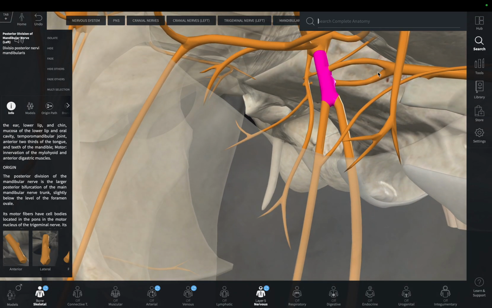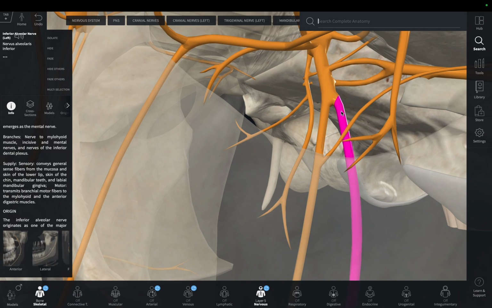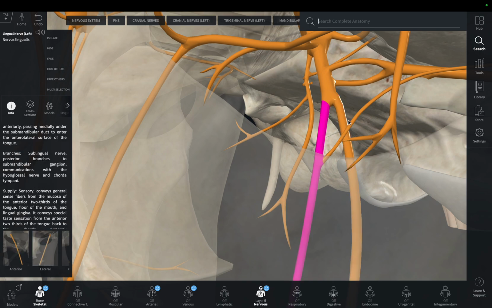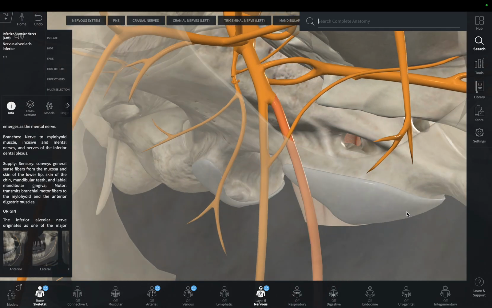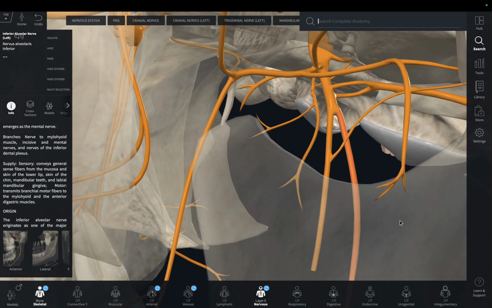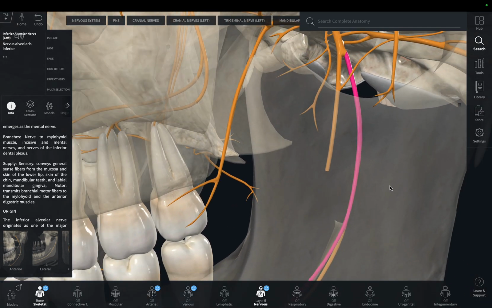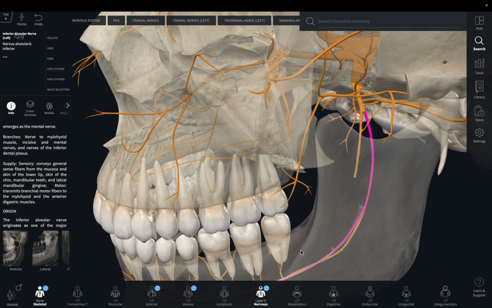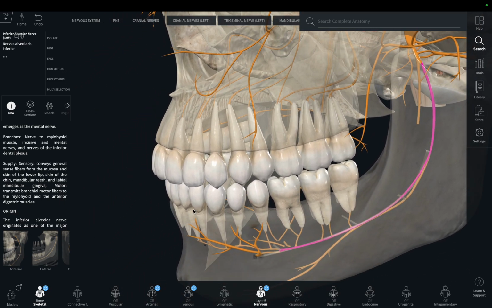Going back to the posterior division, we have the auriculotemporal nerve, and then we have 2 nerves that are important for dentistry. We have the inferior alveolar nerve and the lingual nerve. The inferior alveolar nerve is otherwise known as the dental nerve, innervates all of the pulps and teeth of the mandibular arch. As you can see, it enters the mandibular canal here at the lingula, enters in, and supplies sensation to all of the pulps of the mandibular teeth.